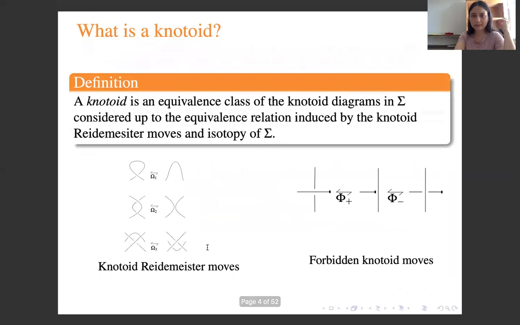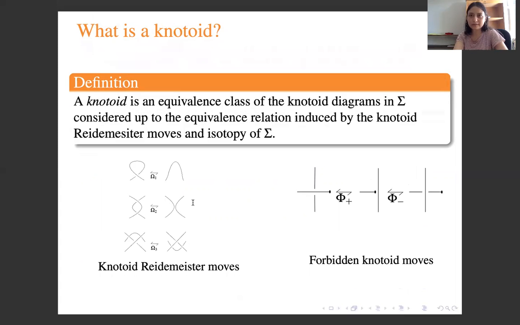And we assume the Reidemeister moves on knotoid diagrams lying in some surface sigma to generate an isotopy relation over this set. The Reidemeister moves take place in local disks, and the local disks contain these portions of the diagrams, and they modify our diagrams in a given way, just as in the classical way.